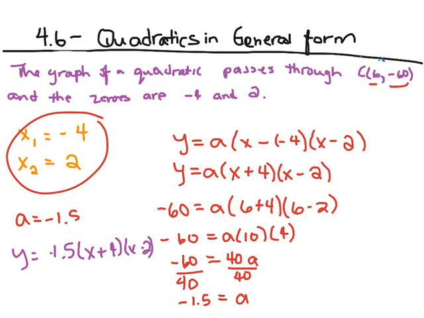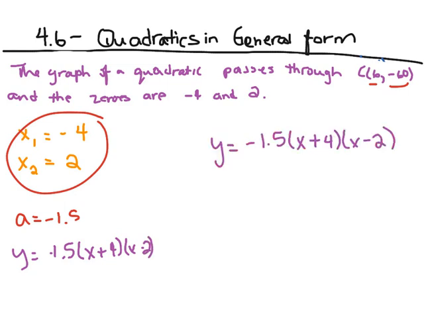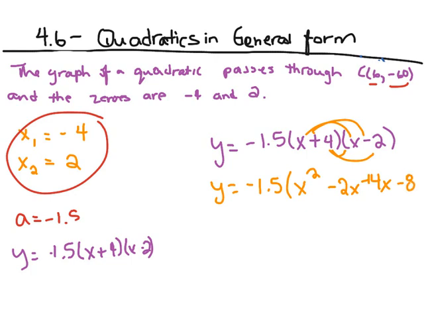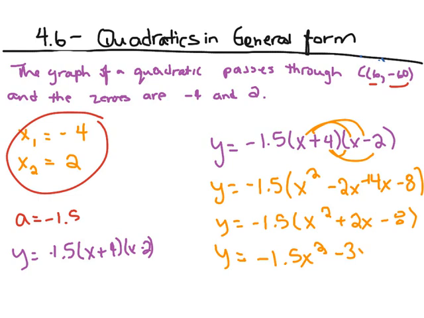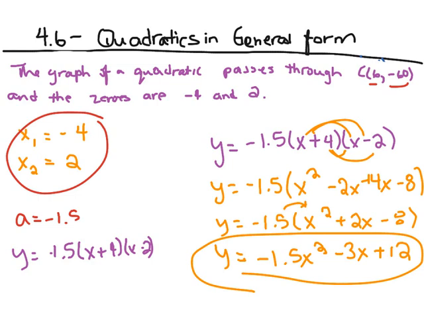Now to put it in general form, all we have to do is multiply it out and expand. So y equals negative 1.5 times x squared minus 2x plus 4x minus 8. So we have y equals negative 1.5 times x squared plus 2x minus 8. And finally, y equals negative 1.5x squared minus 3x plus 12, when you distribute this out. And that's your general form of the equation.